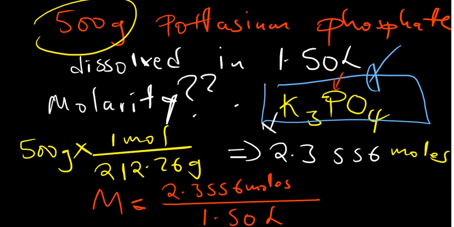1.57. Okay, 1.57. Okay, cool. But then, how many significant figures do we have in our data there?